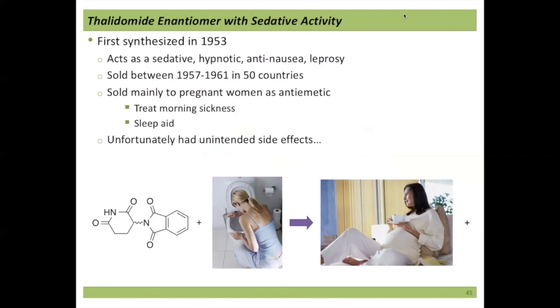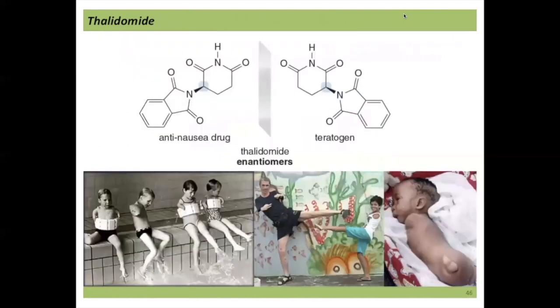Well, the problem is there were some unintended side effects, and those ended up being that thalidomide was a teratogenic compound, and it ended up causing birth defects where the limbs and digits were shortened. Otherwise, the children were mentally as capable as any other children. They just had these physical deformities. And so you can see that one of them was an anti-nausea drug and one was a teratogen.